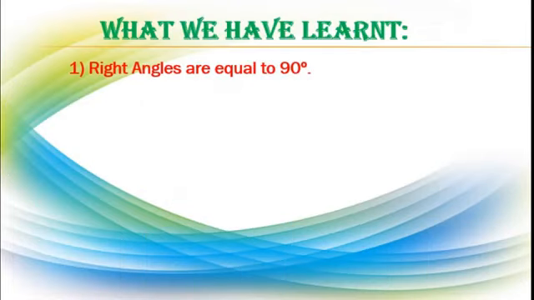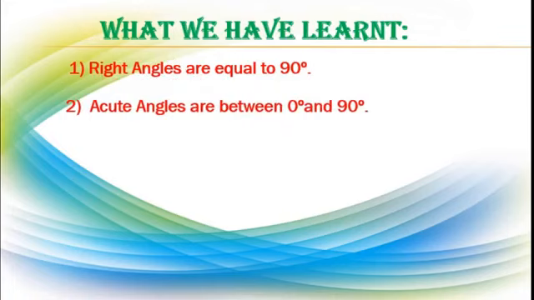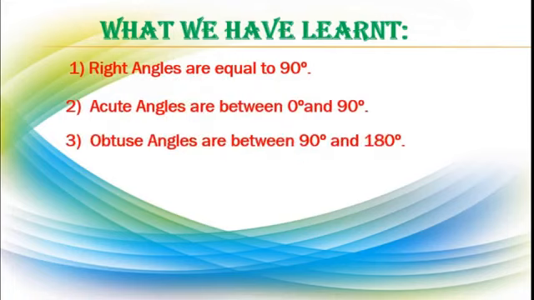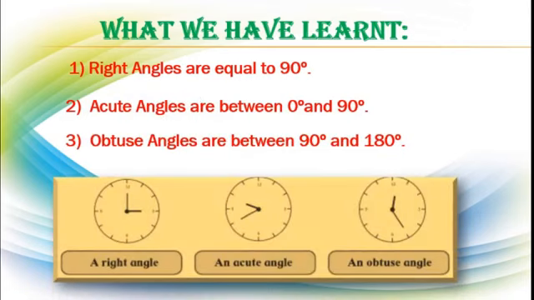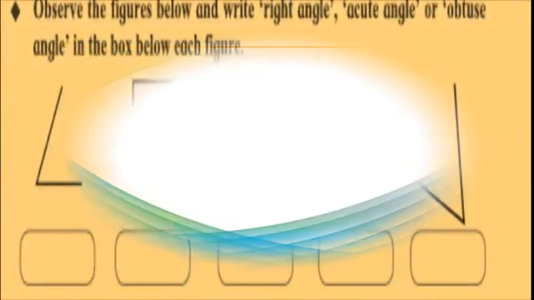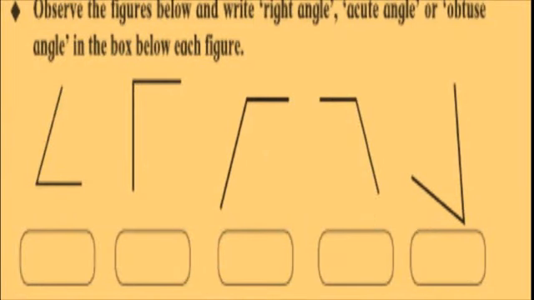Here is what we have learned: first, right angles are equal to 90 degree. Second, acute angles are between 0 degree and 90 degree. Third, obtuse angles are between 90 degree and 180 degree. Please observe these figures. And here, this is from your textbook. You have to solve it because you are now clear with this concept.